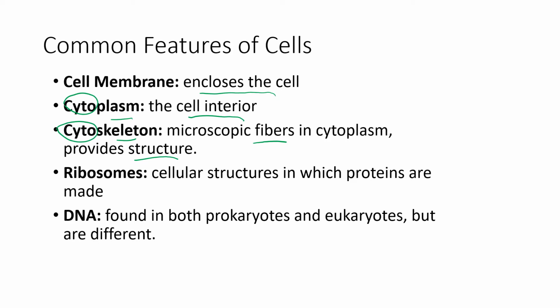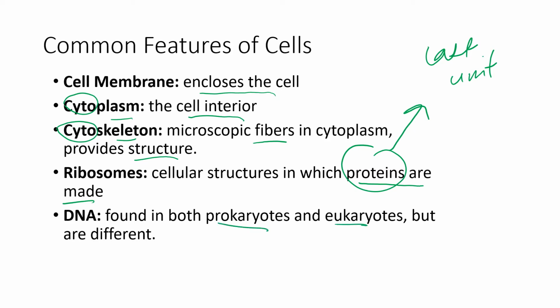We have ribosomes in all cells, and these are structures in which proteins are made. We talked about proteins last unit, so hopefully you remember some of those that we talked about. DNA is also found in both types of cells, prokaryotic and eukaryotic, but they are both different, and we'll get more into detail later on.